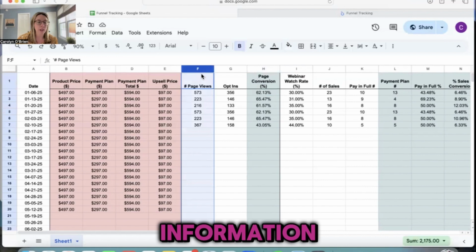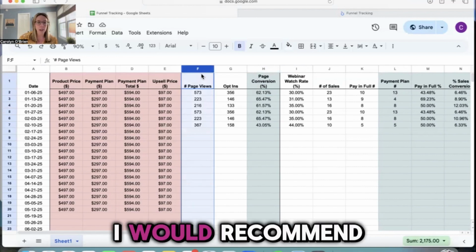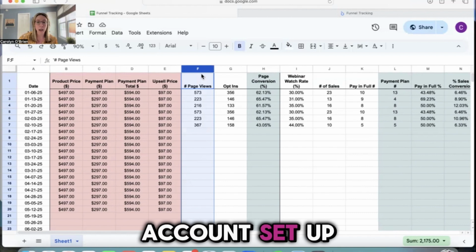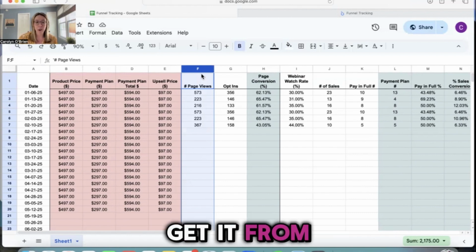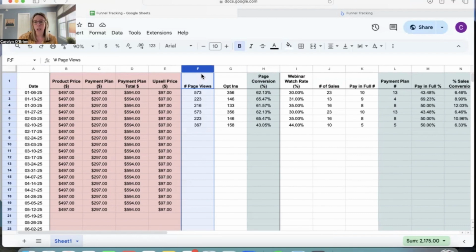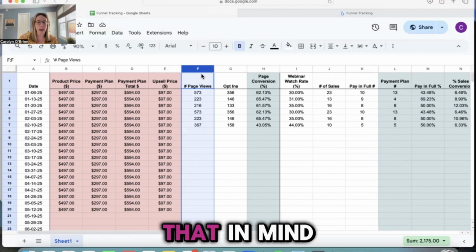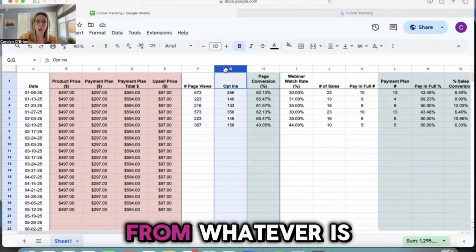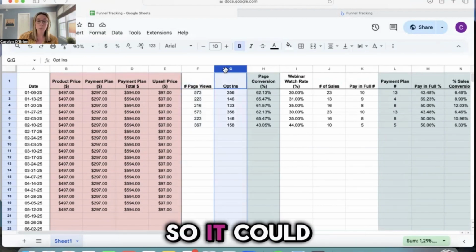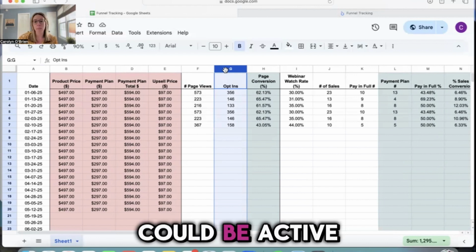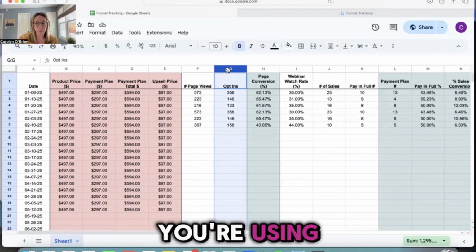Where are you going to get this information? So page views, I would recommend getting from Google Analytics. If you have a Google Analytics account set up, you could also get it from your landing page software, so a Kajabi or Lead Pages or Go High Level. It may not be as accurate as Google Analytics, so just keep that in mind. And then opt-ins you're going to get from whatever's hosting your form. So it could be your email software, it could be a Kajabi, it could be your ActiveCampaign. So it just depends on what you're using.